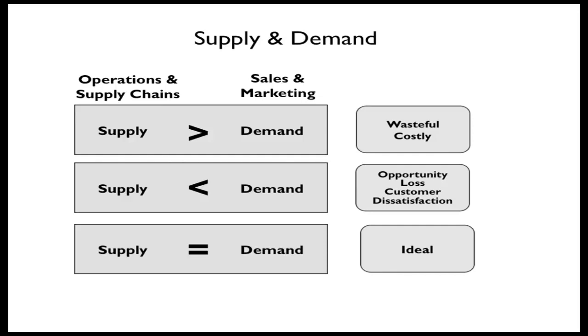So at that point, the customer may actually just leave. It's like, no, I can't get anything here. So you've lost the opportunity to sell anything to that customer. You have a dissatisfied customer. They might not come back next time. So on the bottom is the ideal, where supply equals demand. So you have the exact right amount of products or services for the demand.